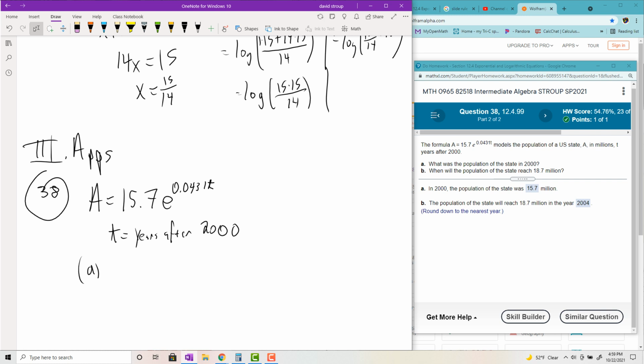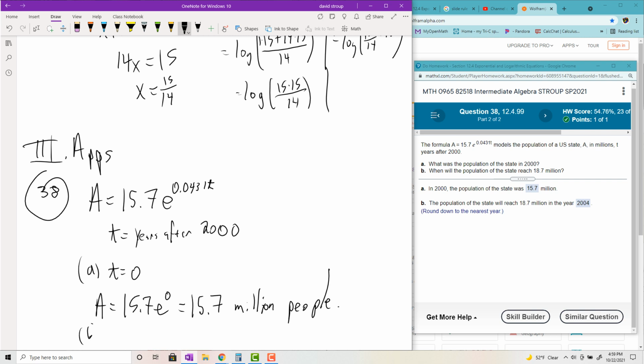Part A, what was the population of the state in 2000? So in the year 2000, T is equal to 0, so you can literally plug that into the expression. 0.0431 times 0 is just 0. E to the 0 is just 1. So the population at time 0 is 15.7 million people.